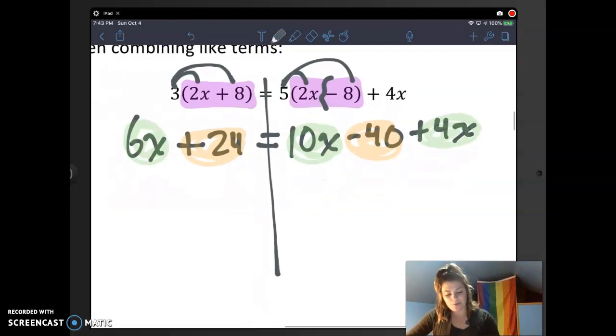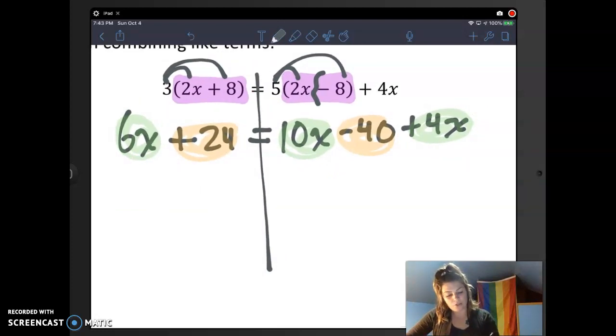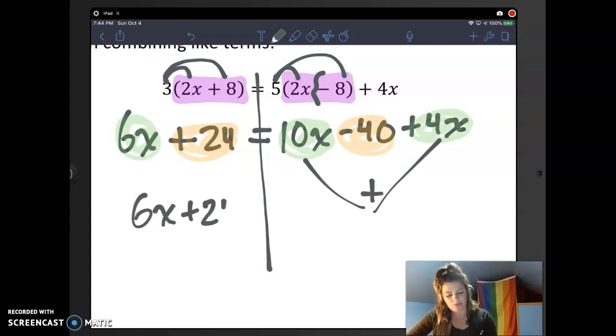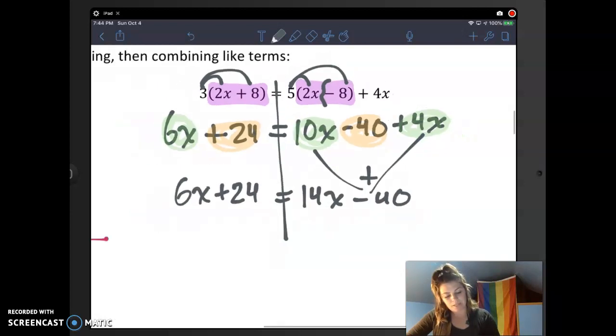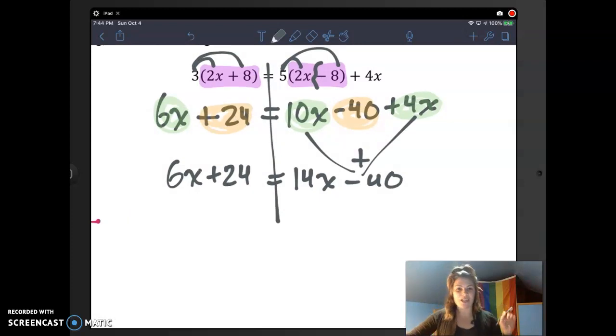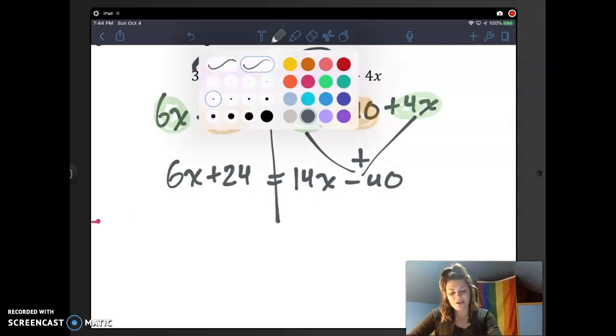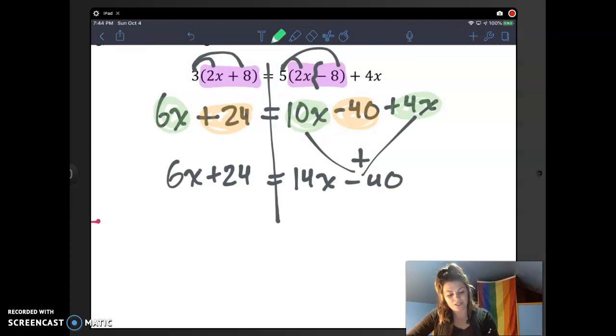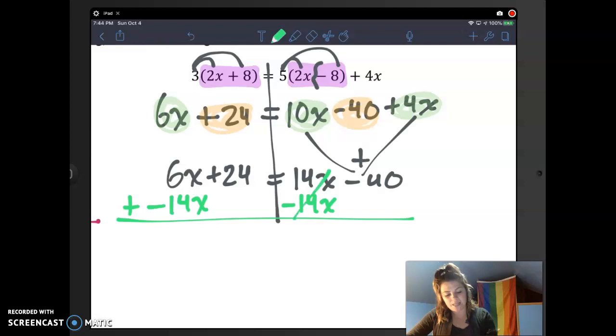All right, so two groups of the same color on the same side means add them together. We're not doing anything on this side because we don't have anything to combine. Remember, always add, so this would be 14x minus 40. Now we're going to sing our song. So you cancel the x's on the right, minus 14x's, minus 14x's. Remember to always add top to bottom. 6 minus 14 is -8x plus 24.